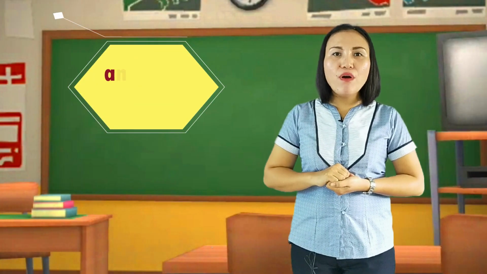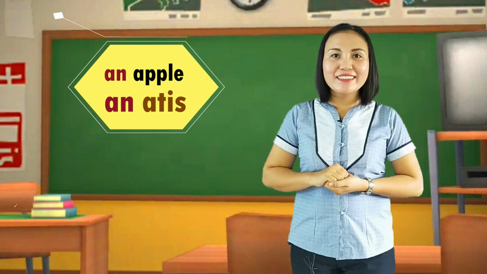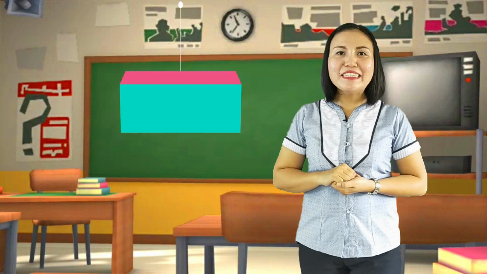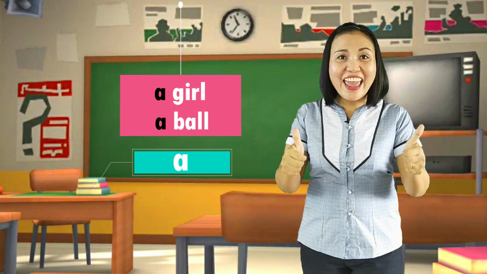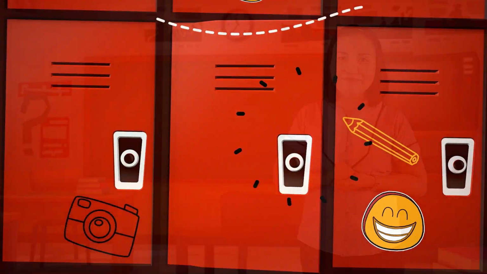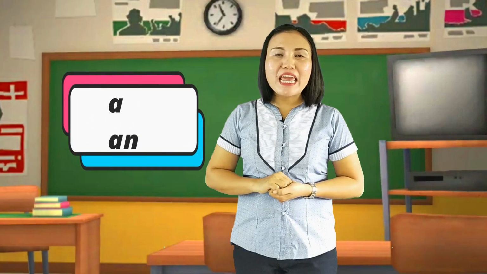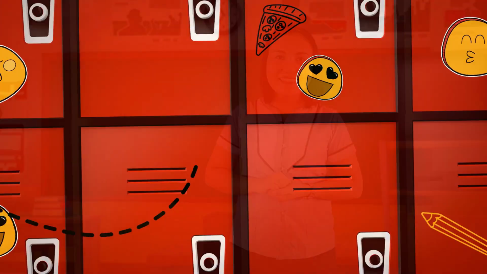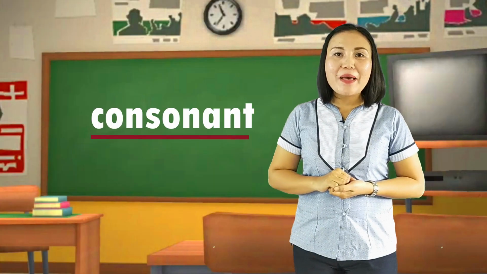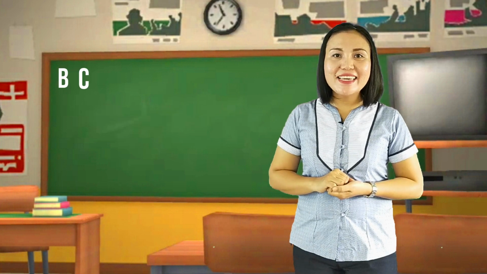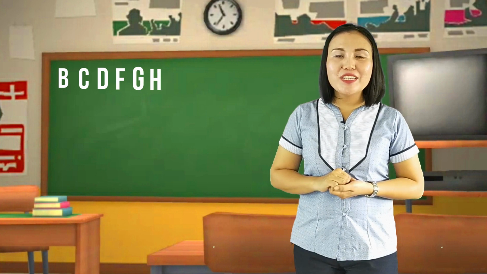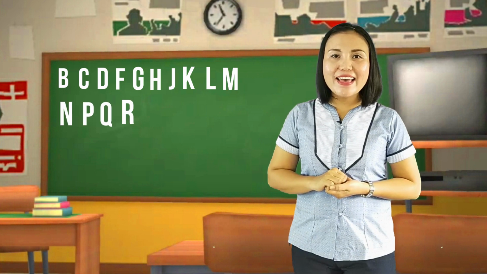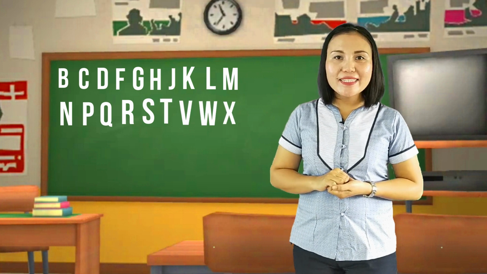What have you noticed before each noun, apple and ants? You've got it right! There's an article, an. What about the noun, girl and ball? Correct! There's an article, a. We use a and an before a naming word that shows a person, animal, thing, and place. Use a when the first letter of the word begins with a consonant: B, C, D, F, G, H, J, K, L, M, N, P, Q, R, S, T, V, W, X, Y, and Z.